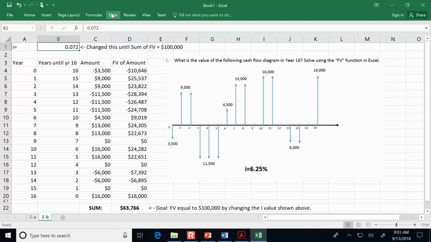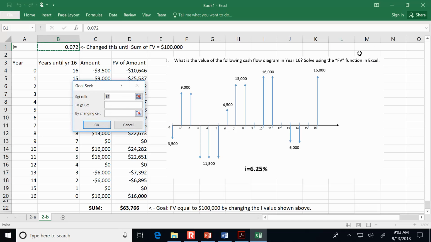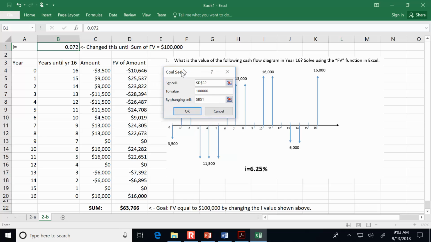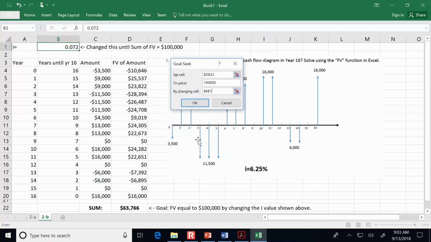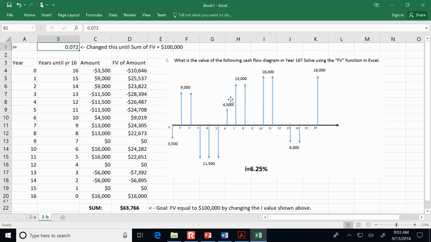We'll do Data, What-If Analysis, Goal Seek. And our goal is we want this cell to be a value of 100,000. And we're going to accomplish that by continually changing the amount that's in the interest rate cell. Okay, so our goal is the sum should be 100,000 by changing the interest rate. So I click OK. It's going to think about it for a second, try a bunch of different values, and ultimately it turns out the answer is 17 point.